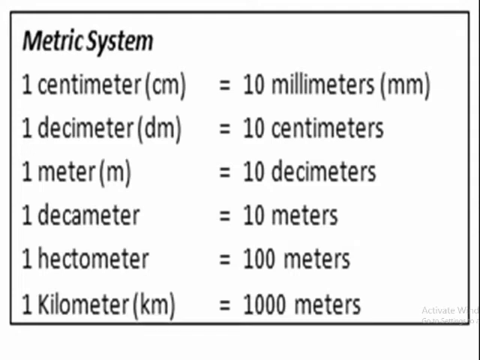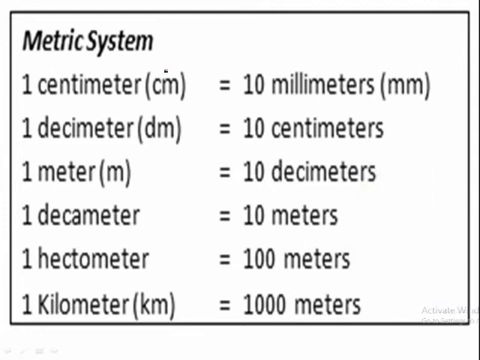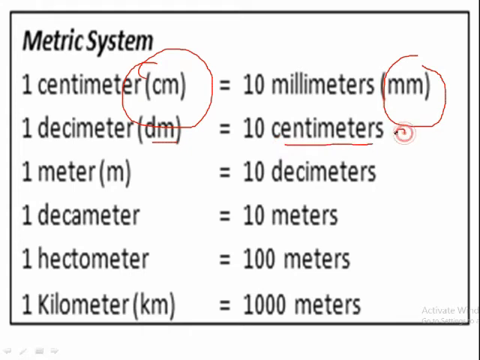1 centimeter equals 10 millimeter. You can see the symbol also given here. You can see centimeter, millimeter means mm. Then 1 decimeter, dm, equals 10 centimeter, symbol cm, as you have seen here. 1 meter equals 10 decimeter. Then 1 decameter equals 10 meter, 1 hectometer equals 100 meter, and 1 kilometer equals 1000 meter.